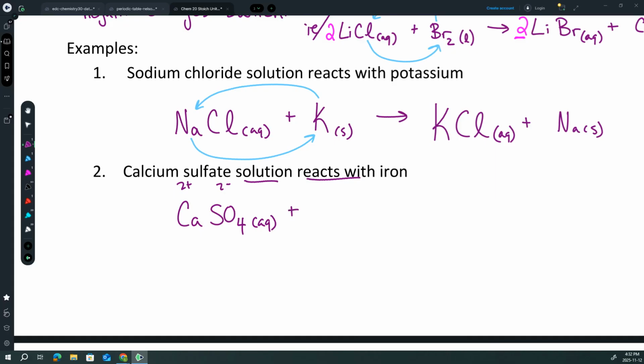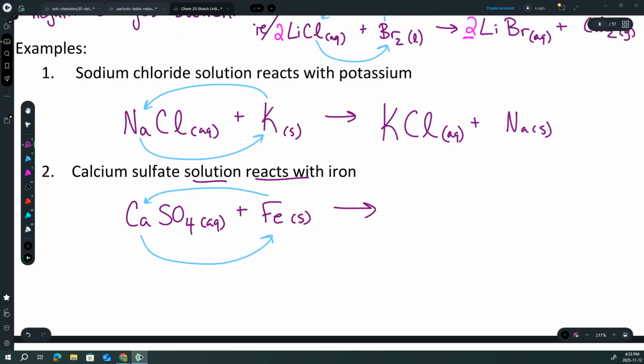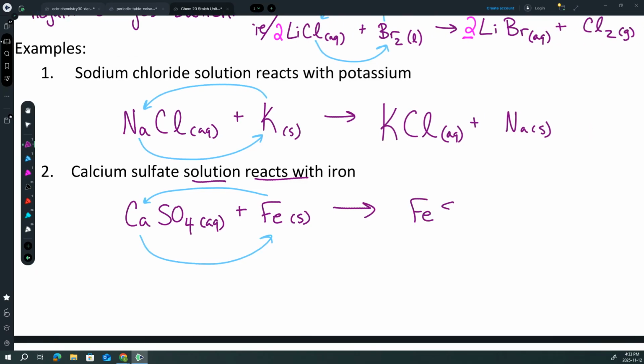Reacts with means plus, and then iron. Iron is going to be a solid at room temperature. Okay, so iron likes to have ions that have positive charges. So remember, positive switches with positive. So that means iron and calcium are going to switch spots. And since calcium, I know that is going to be a solid at room temperature.